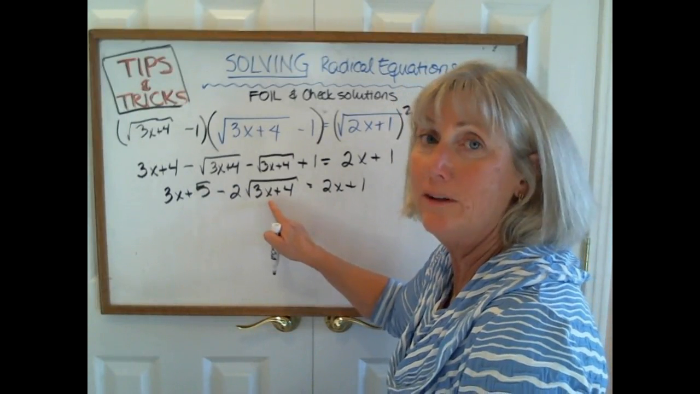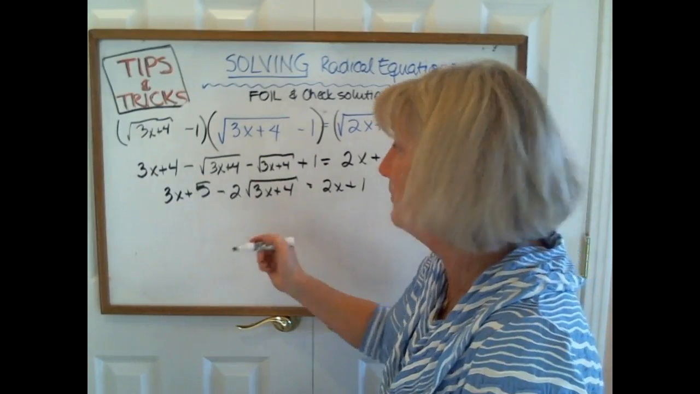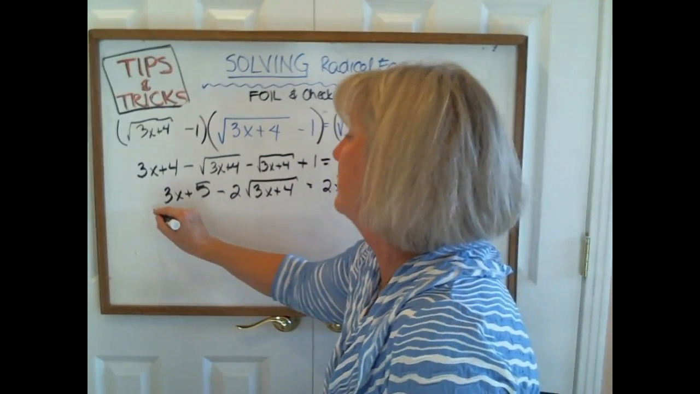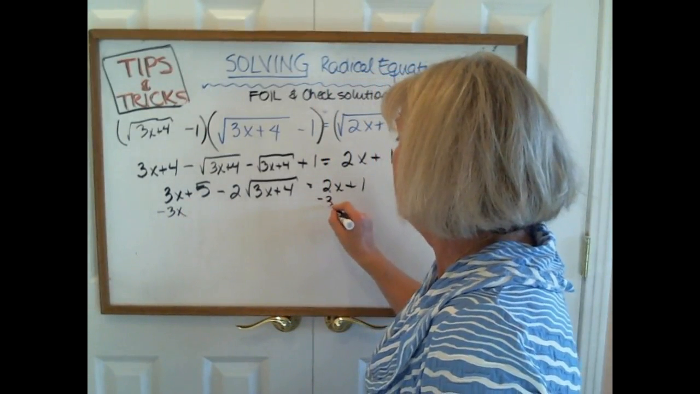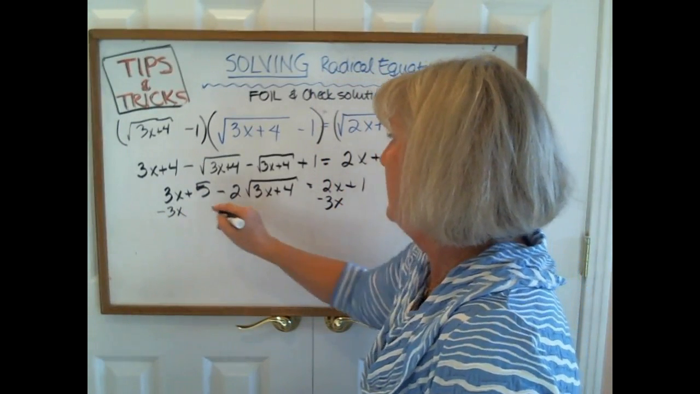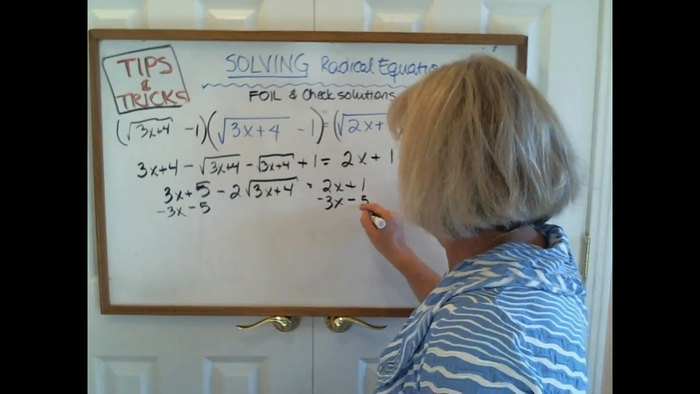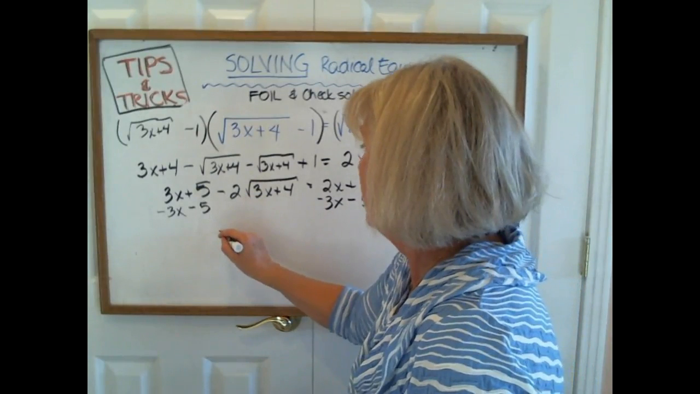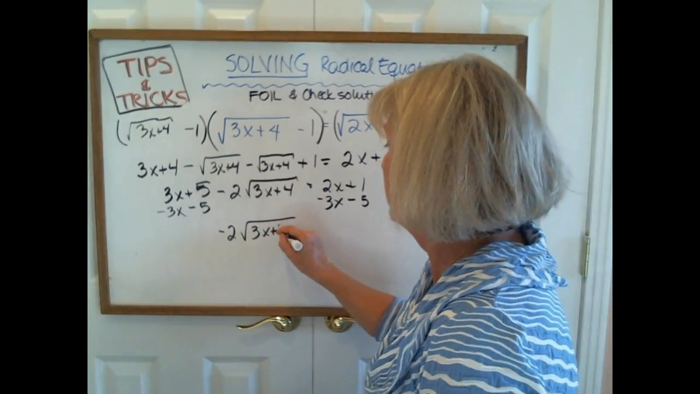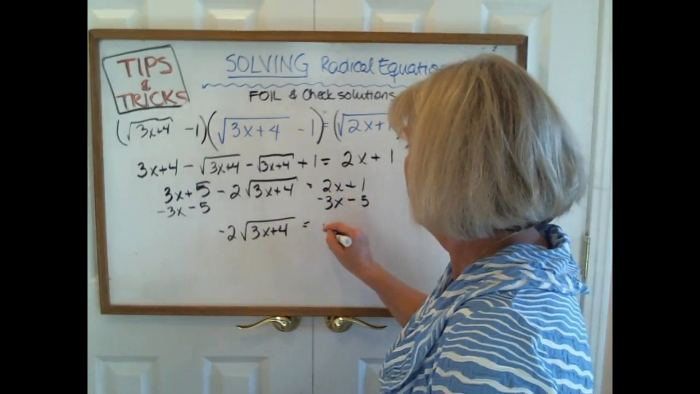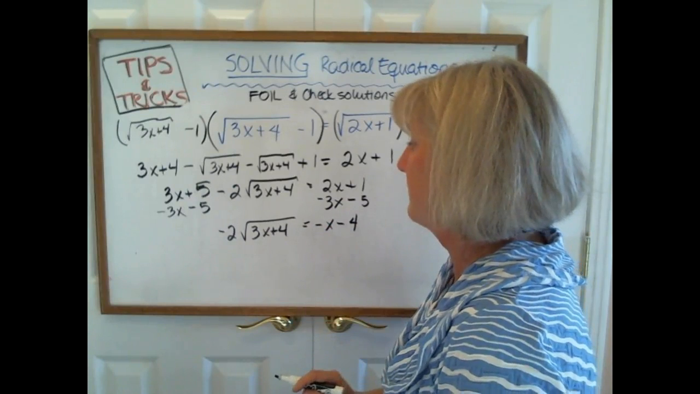What we want to do is isolate this now. So we're going to basically do one at a time. So we're going to move all this stuff over here. So we're going to subtract 3x, so we put it under the like term. We're going to subtract 5 minus 5. So we have negative 2 times the square root of 3x plus 4 equals negative x minus 4.